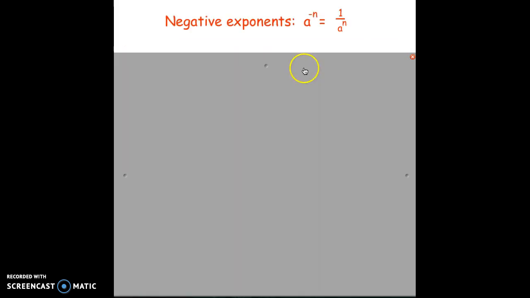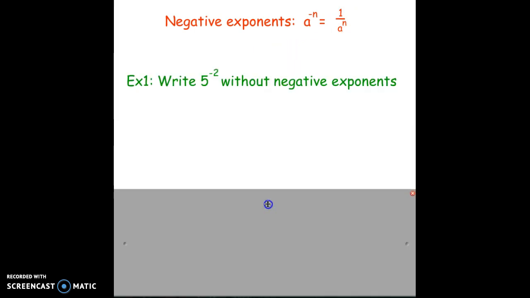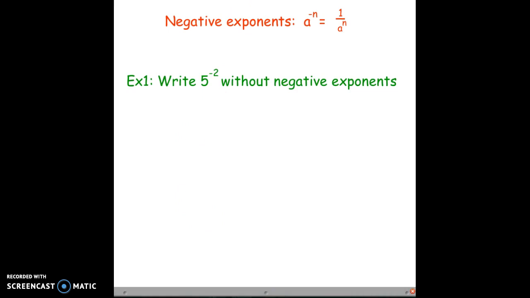So that's going to be our first rule for today. Anytime you have a negative exponent, it becomes 1 over the positive exponent. So if we're going to write 5 to the negative second without a negative exponent, we can write that as 1 over 5 to the positive second power. You can leave it that way depending on the problem. I'm fine with you leaving it that way most of the time. Or you can also say that 5 squared is 5 times 5, or 25. So that would also be equivalent to 1 over 25.